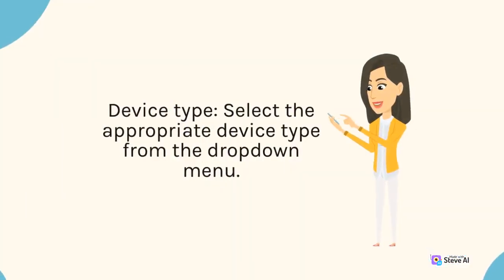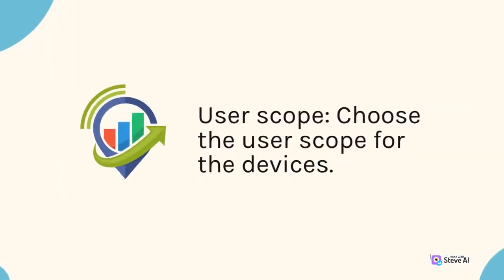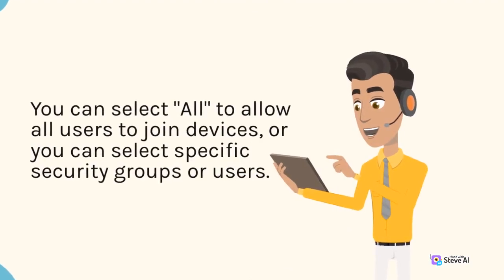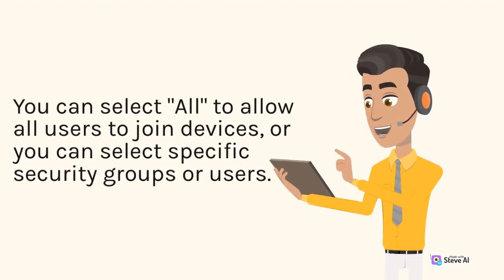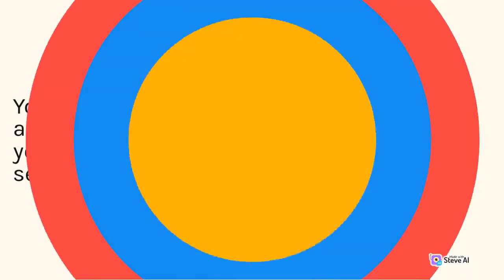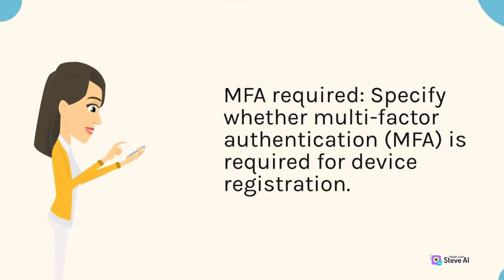Device type. Select the appropriate device type from the drop-down menu. User scope. Choose the user scope for the devices. You can select all to allow all users to join devices, or you can select specific security groups or users. MFA required. Specify whether multi-factor authentication (MFA) is required for device registration.